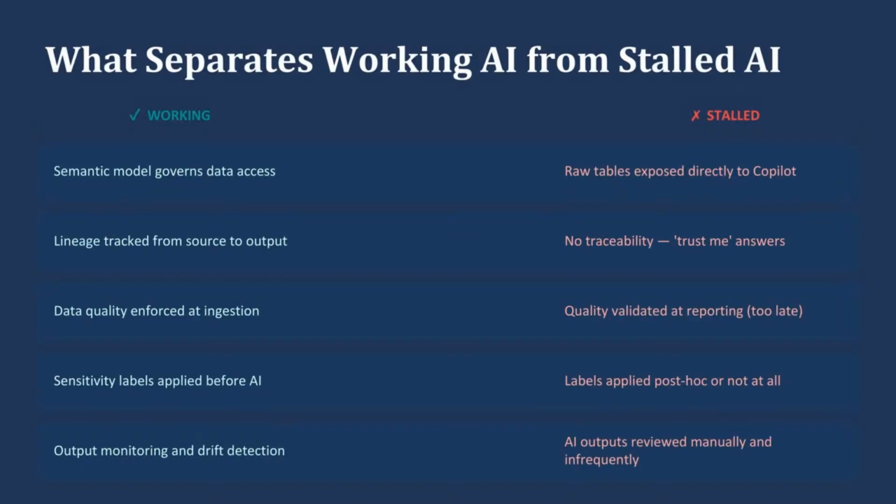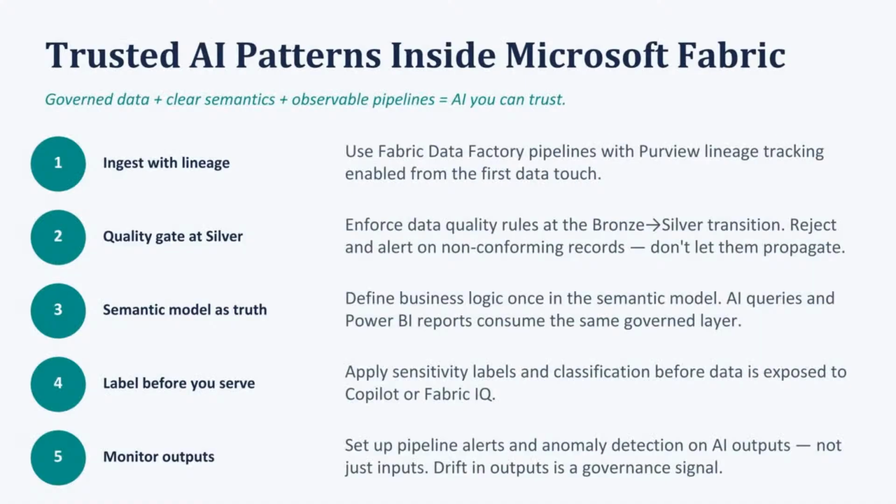drift detection, and avoid raw tables, no traceability, quality validated at reporting, which is too late, labels applied ad hoc or not at all, and AI outputs reviewed manually and infrequently. So trusted AI patterns inside of Microsoft Fabric: ingest with lineage, quality gate at silver, semantic models as truth, label before you serve, and monitor the outputs.